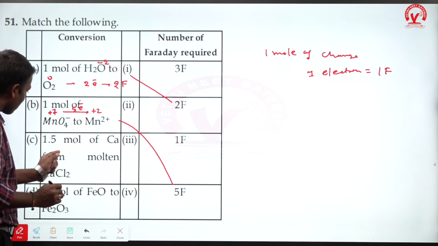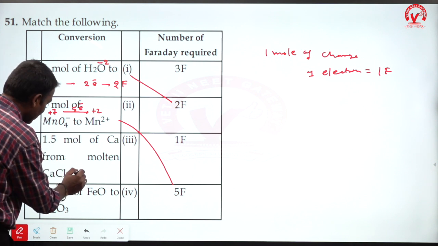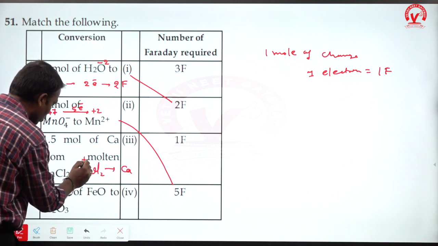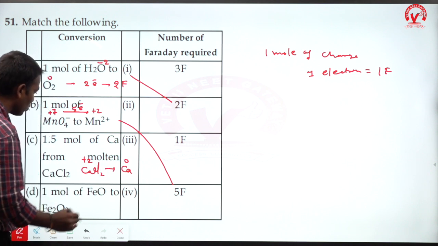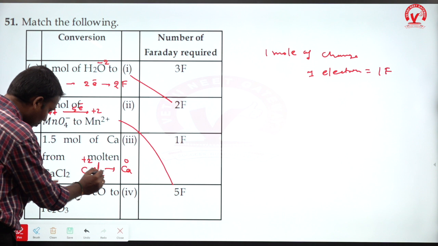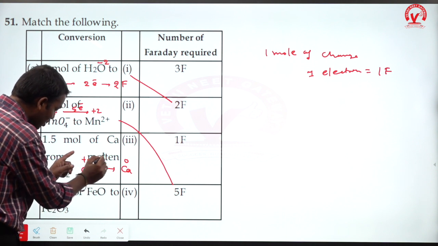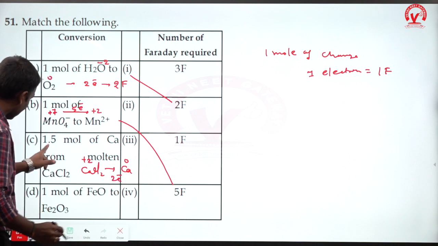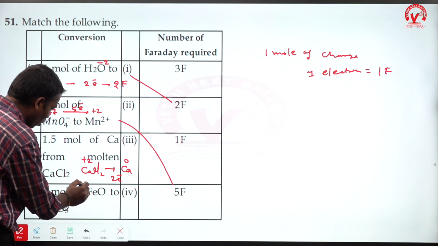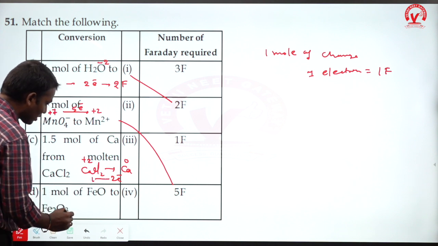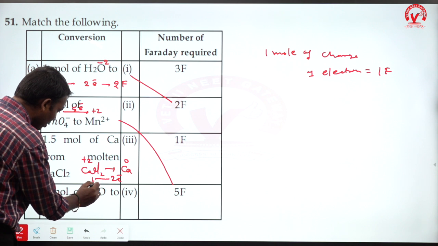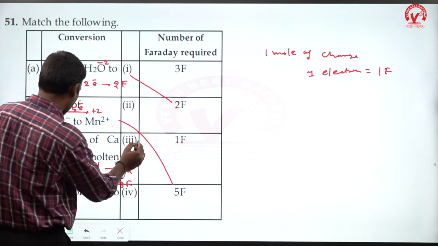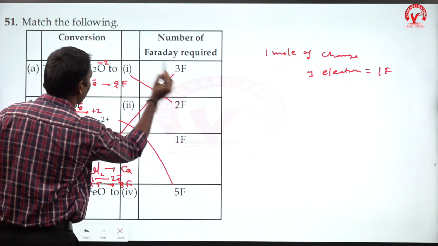Then 1.5 mole of Ca from molten CaCl2. CaCl2 changes to Ca, that is plus 2 changes to 0. That means 1 mole of CaCl2 changes to Ca, which is 0, so 2 electrons change. But they have given 1.5 mole here. 1 mole means 2 electrons, that is 2 Faraday, so 1.5 means 3 Faraday we have to take.